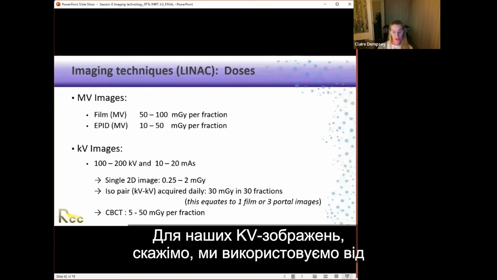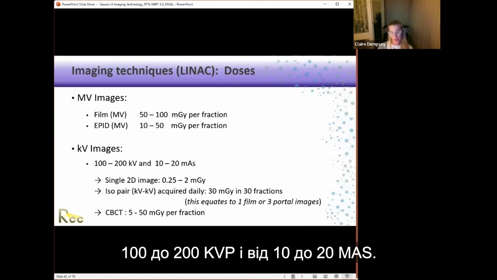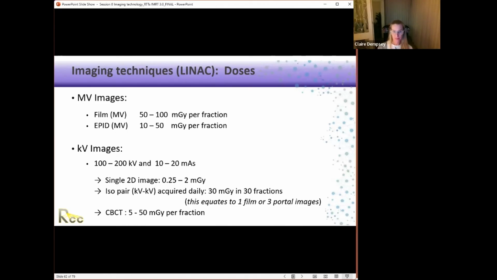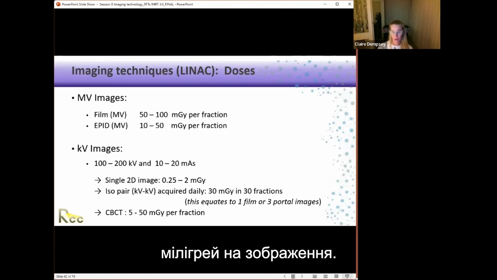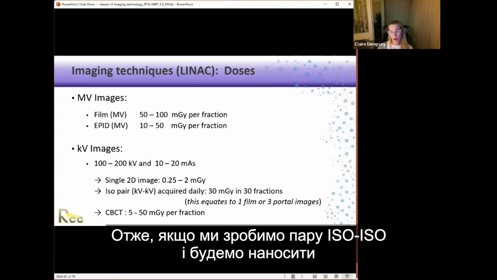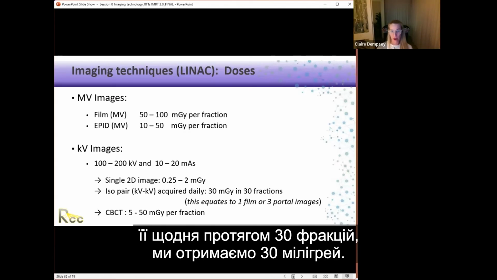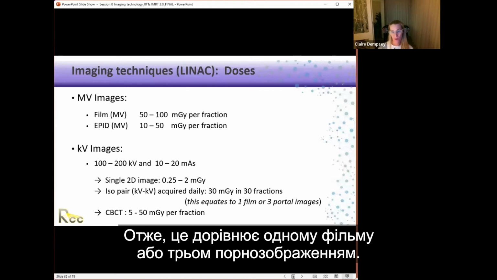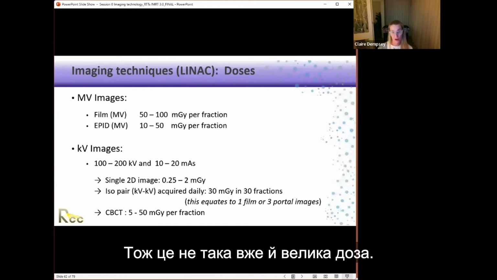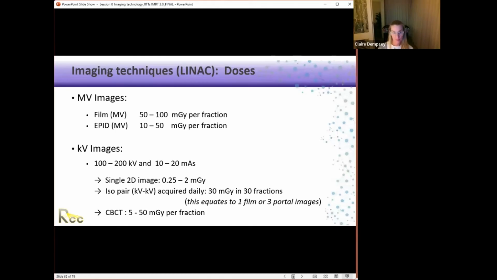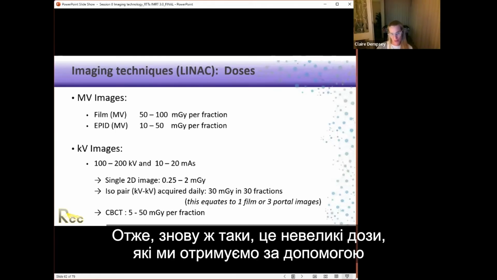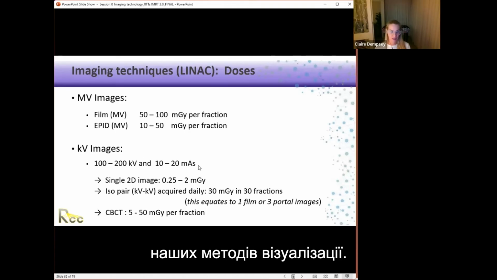With our kV images, say we use 100 to 200 kVp and 10 to 20 mAs. If we take a single 2D image, we're getting around about 1 to 2 milligray per image. So if we do an ISO pair and apply this daily for 30 fractions, we get 30 milligray. So this equates to 1 film or 3 port images. So it's not a lot of dose. And if we take a cone beam CT, we can get 5 to 50 milligray per fraction. So again, these are not big doses that we're getting with our imaging techniques.